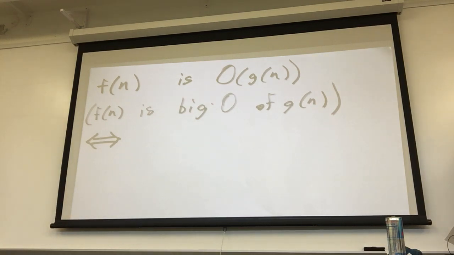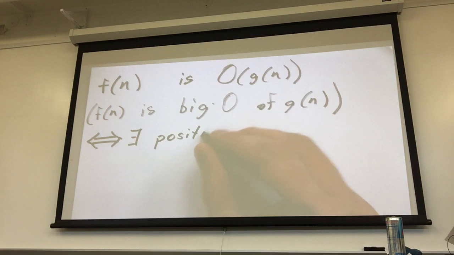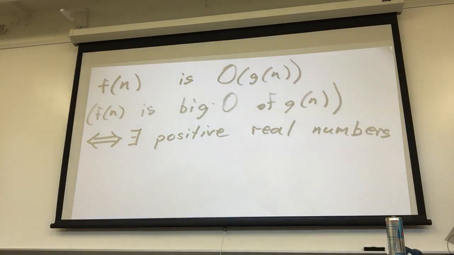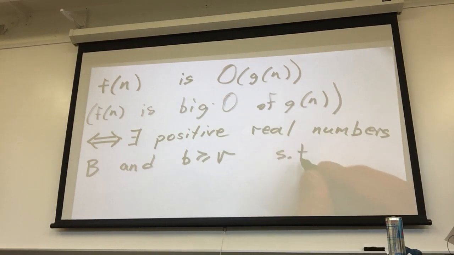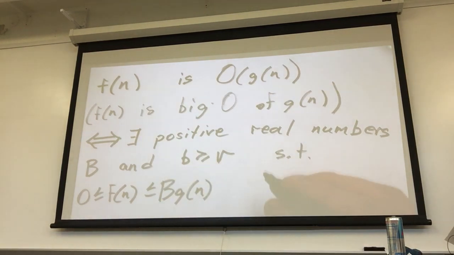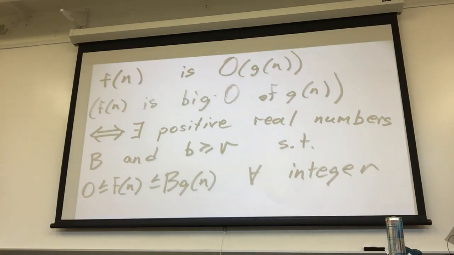Okay, so f of n is going to be big O of g of n if and only if there exist positive real numbers, capital B and little b greater than or equal to r, just like on the previous problem, such that 0 is less than or equal to f of n, which is less than or equal to B times g of n, for every integer n greater than or equal to b.